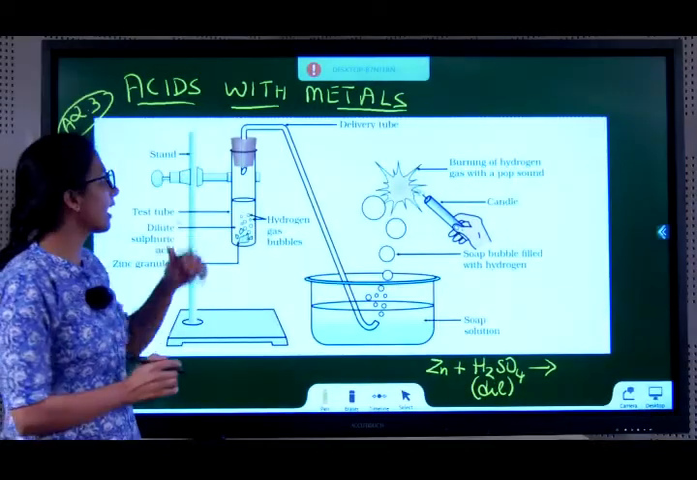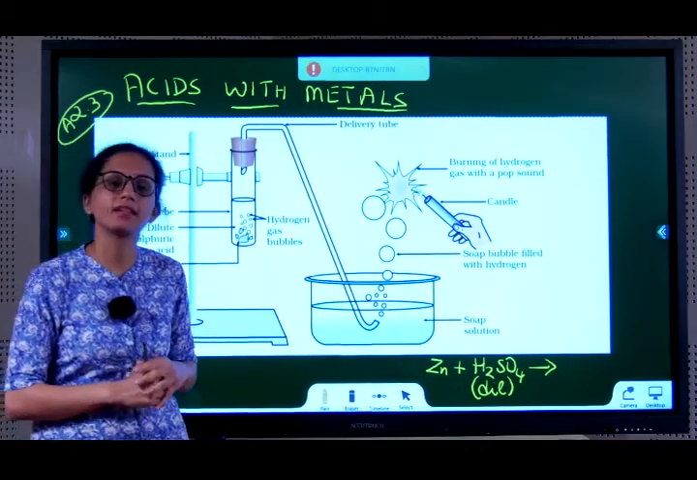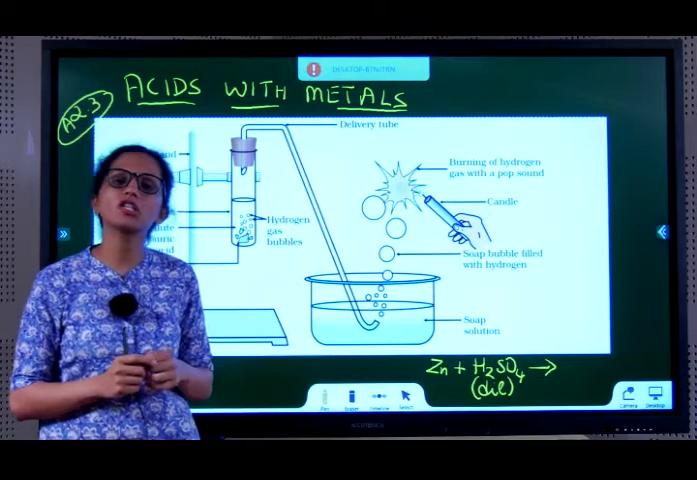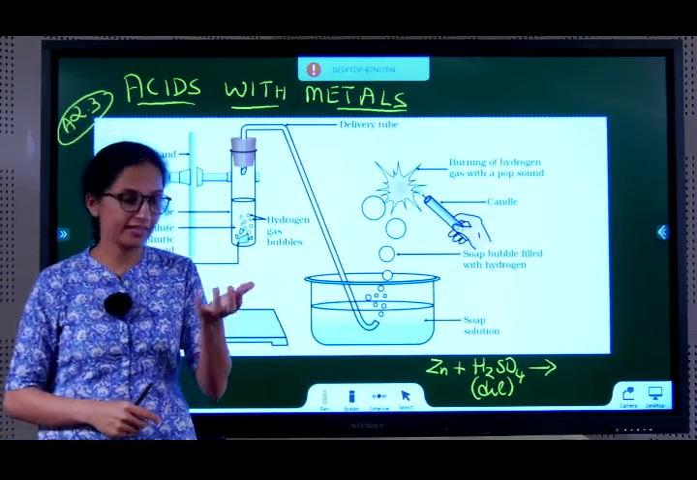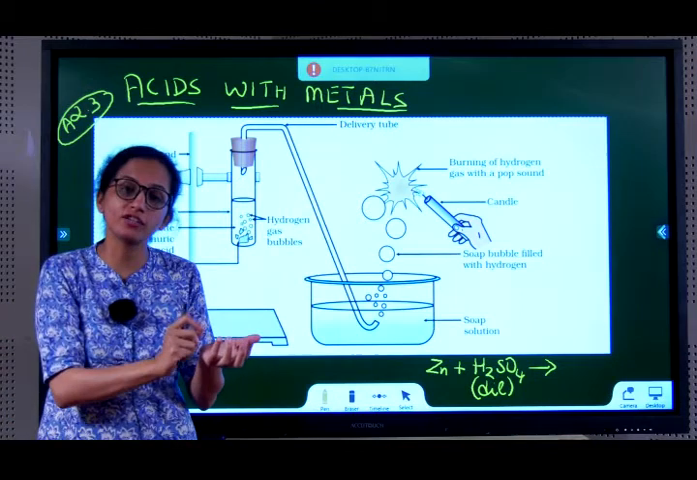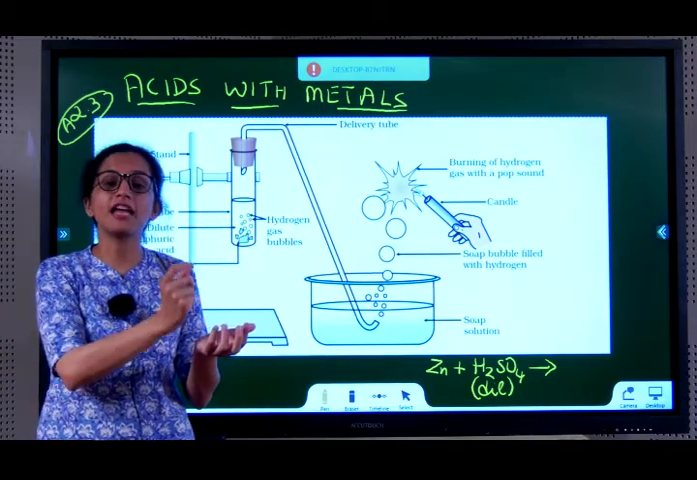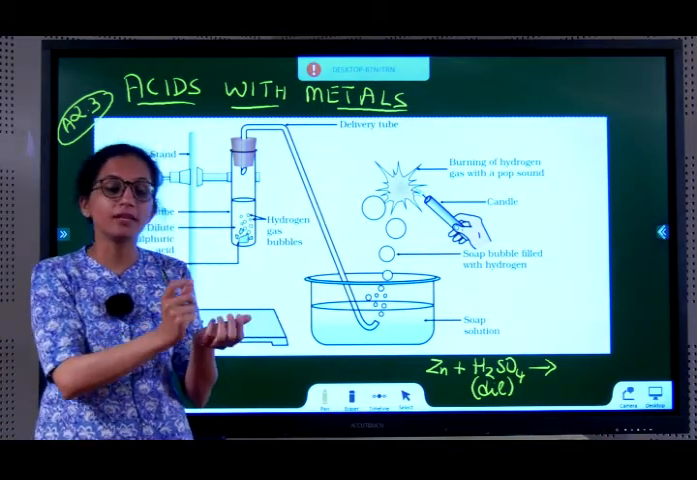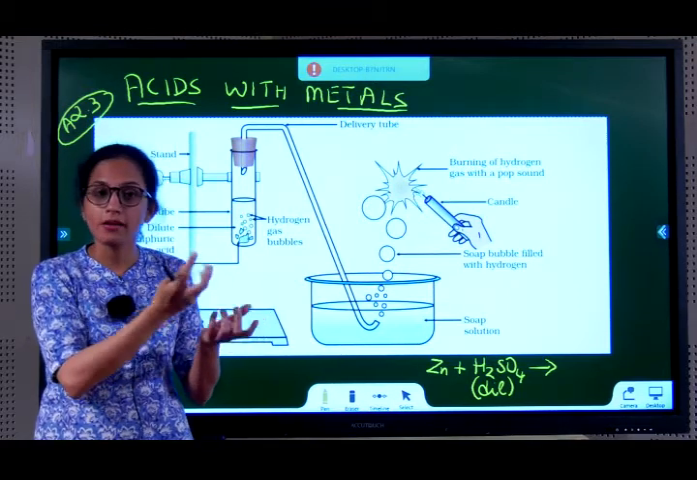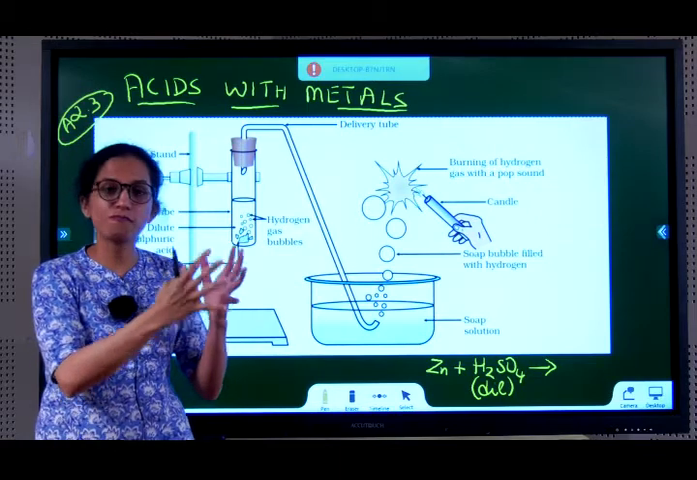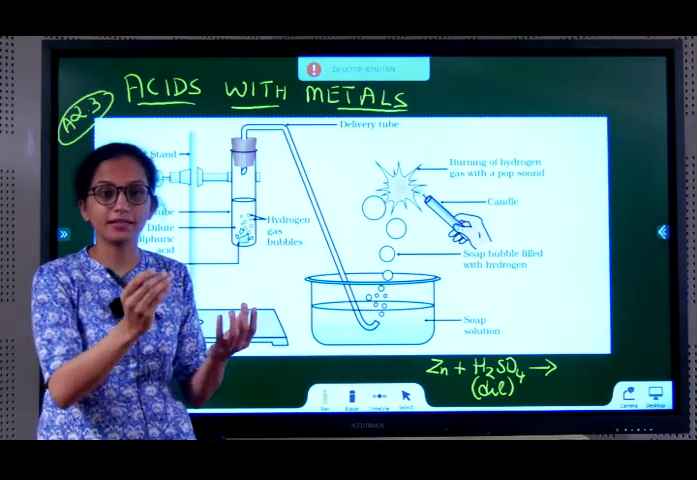Next we will be studying how acids react with metals. We already studied a part of this in chapter 1 where, if you remember, we had taken dilute sulfuric acid in a test tube and added zinc granules to it. We observed that an effervescence was produced, meaning a gas was produced and we could see bubbles. Effervescence means a lot of bubbles coming out, in layman's terms.